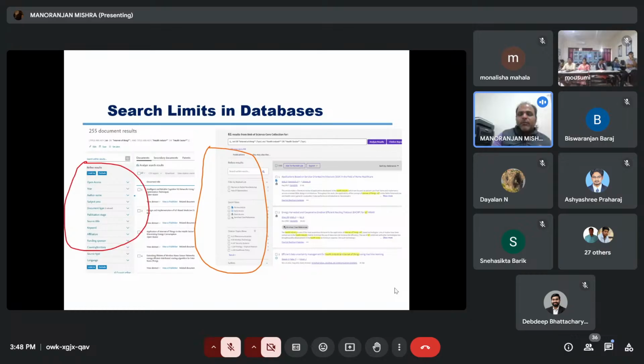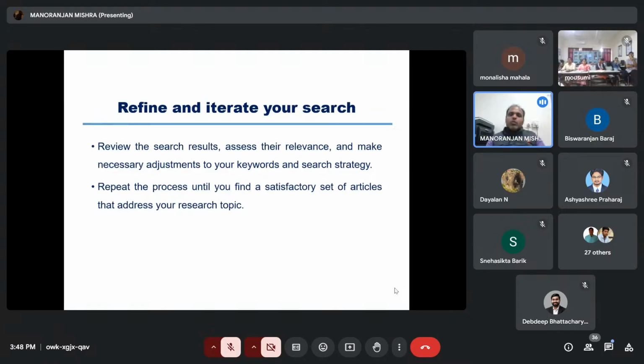Then refine and iterate your research. If you get more unwanted bibliographic records, what you have to do is refine your search query, and use a modifier or additional words to narrow down, or you can iterate your search. That is why it is an art. The objective is to get the best quality, relevant papers on that particular research topic. It's a very subjective one, so you have to refine many times. Repeat the process until you find a satisfactory set of articles that address your research topic.